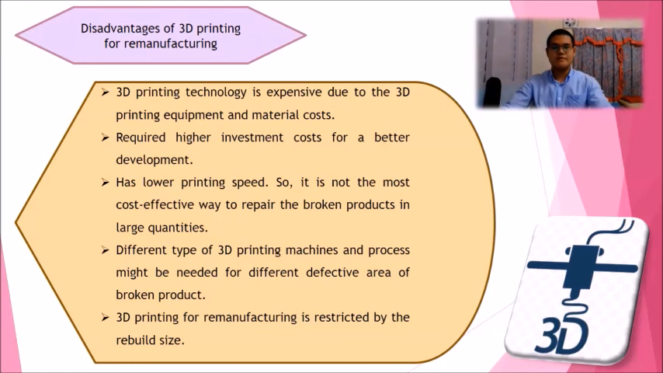Furthermore, 3D printing for remanufacturing is restricted by the rebuild size. This is due to the reason that most 3D printers have small print chambers, which restrict the size of parts that can be printed and repaired. As an example, any bigger broken products should be dismantled into smaller parts. Then, the defective parts will be restored one by one using 3D printing technology. Last, all the parts will be joined together again after finishing the remanufacturing process.